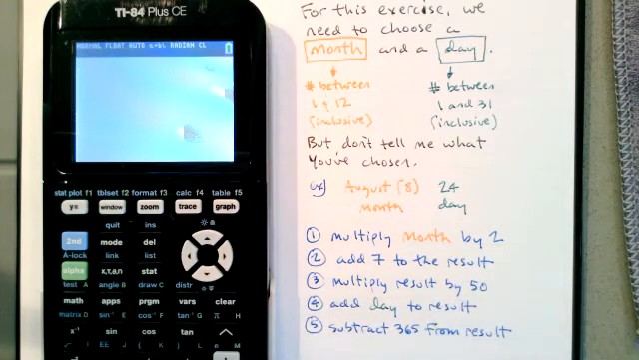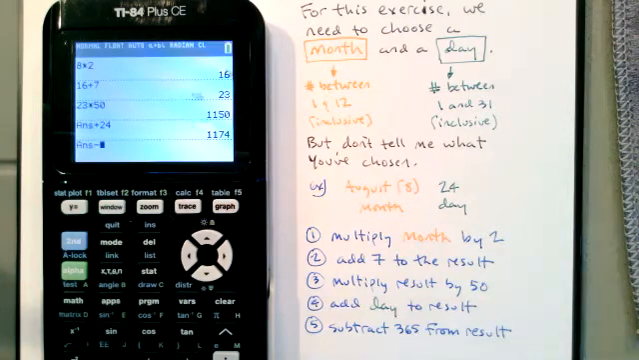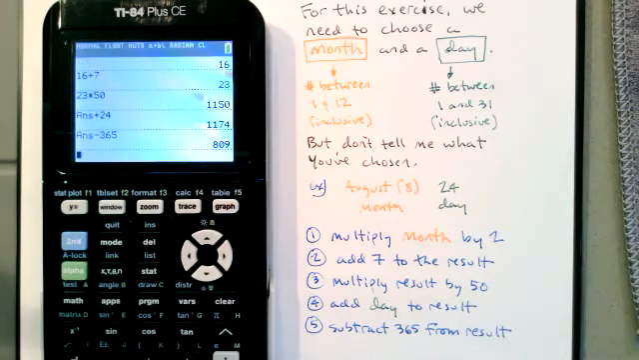So once again, double check your math. Take the month and multiply by 2, take the result and add 7 to the result, multiply the result by 50, add the day to the result, and then subtract 365 from that result, and that's the secret number. Now in the chat, I want you to type that number. So take a moment and type that number into the chat.